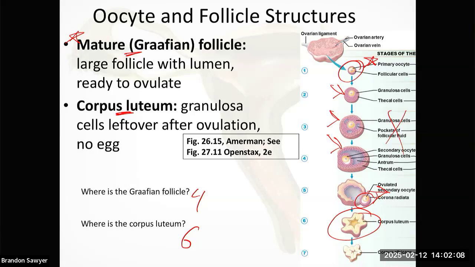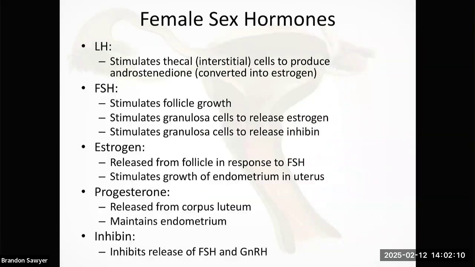Okay. So let's walk through the female sex hormones here. Two of the same ones we talked about in males. Okay, so LH and FSH. LH is known as luteinizing hormone. It's named that because it causes ovulation and it causes the formation of that corpus luteum that we were just talking about. So LH goes to those thecal cells, or those interstitial cells, and causes them to produce this precursor to estrogen called androstenedione, and then that gets converted into estrogen.